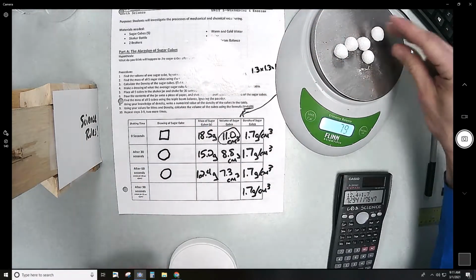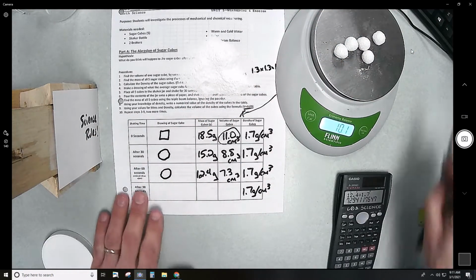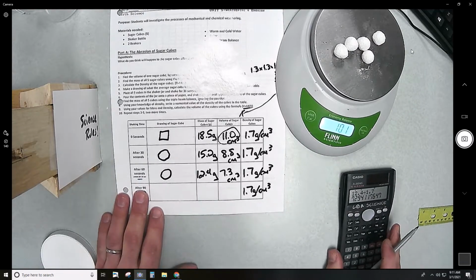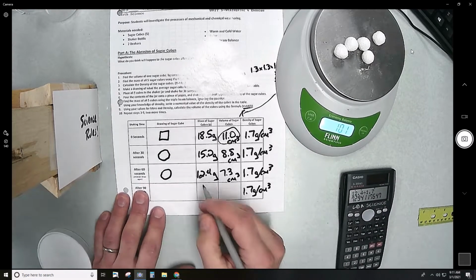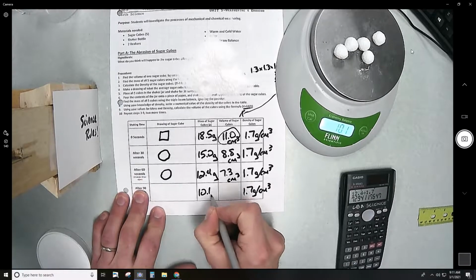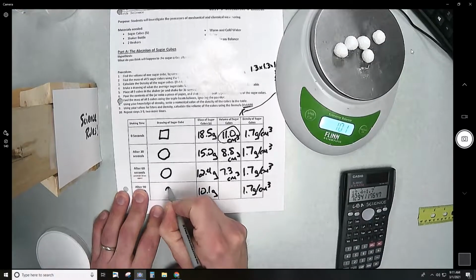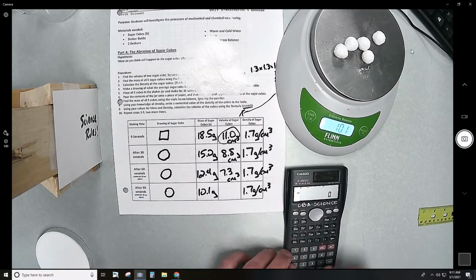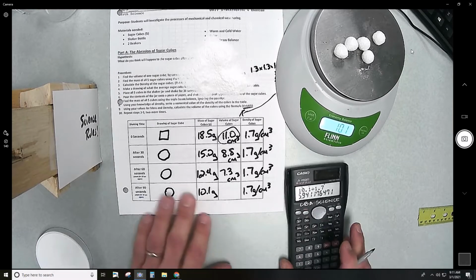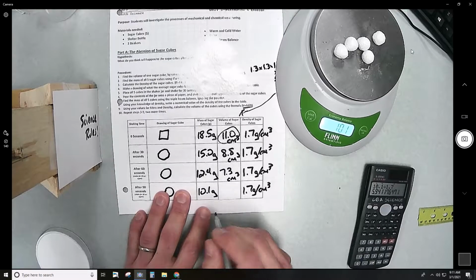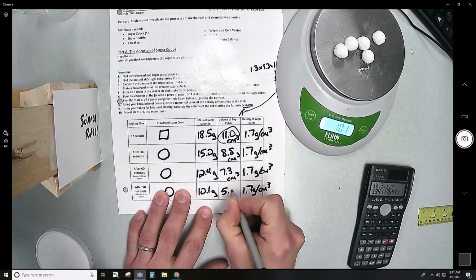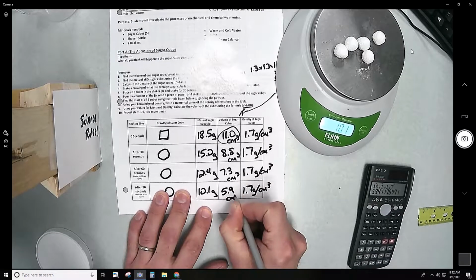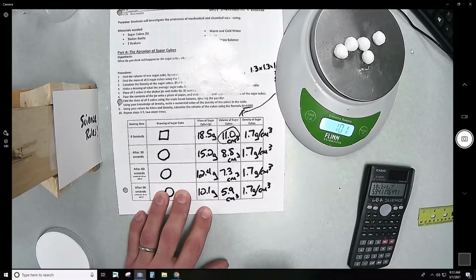This is exactly mimicking what happens in the stream to rocks over a longer period of time. Mass now is down to 10.1. They're almost circular. Okay, so we're going to just draw that shape. And then again, one more calculation here. 10.1 divided by 1.7. That's going to give me my volume of 5.9 cubic centimeters. Okay, so there we go.